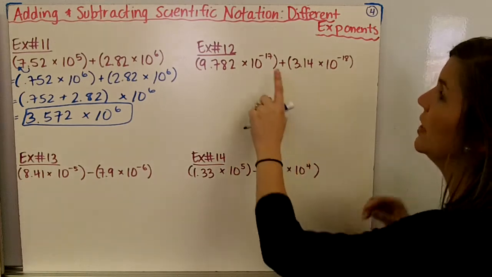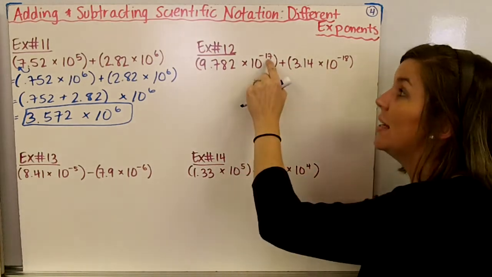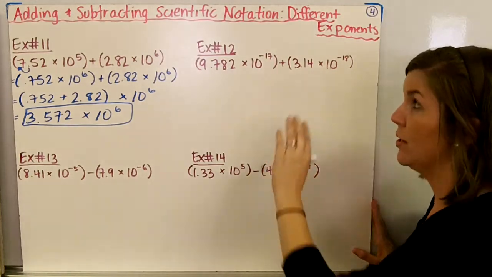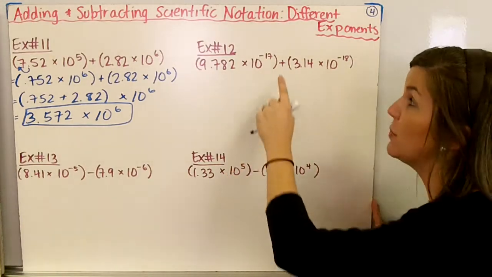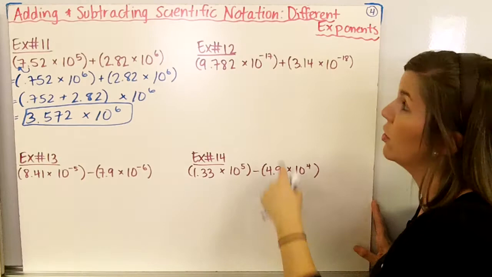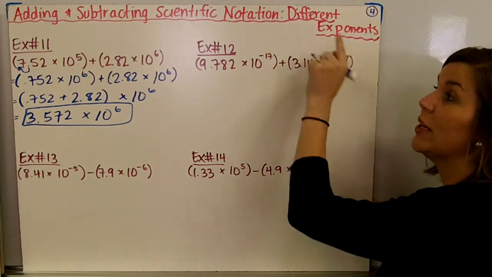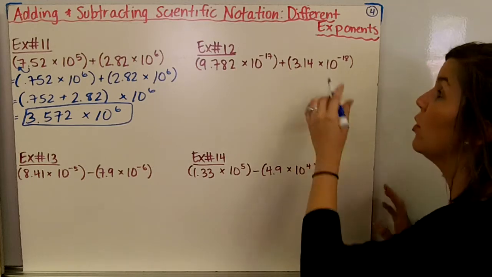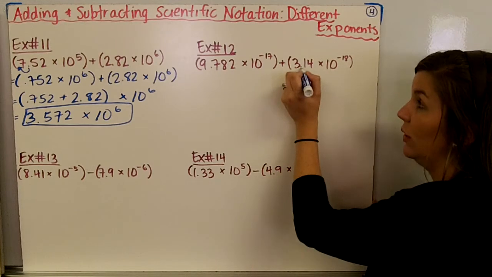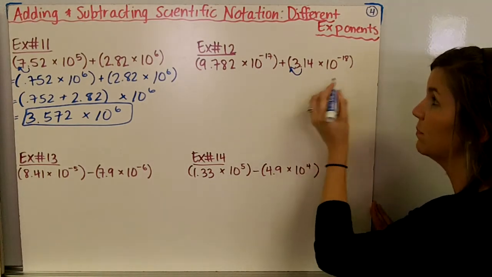Example number 12. Negative 17 and negative 18 are my exponents. Negative 17 is bigger than negative 18. Now if they were positive, it would be reversed, but since they're negatives, remember negative 17 is closer to 0 on our number line, so this is the bigger one. I need this one to increase by 1. So in order to increase, we need to move the decimal to the left. In this case, we're going to move it one place to the left.